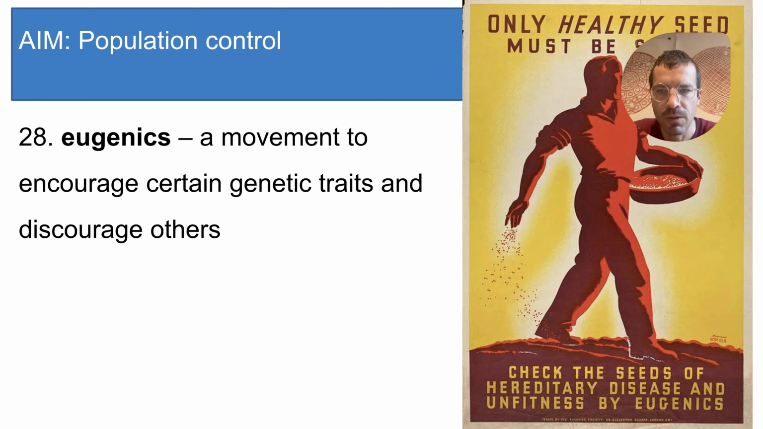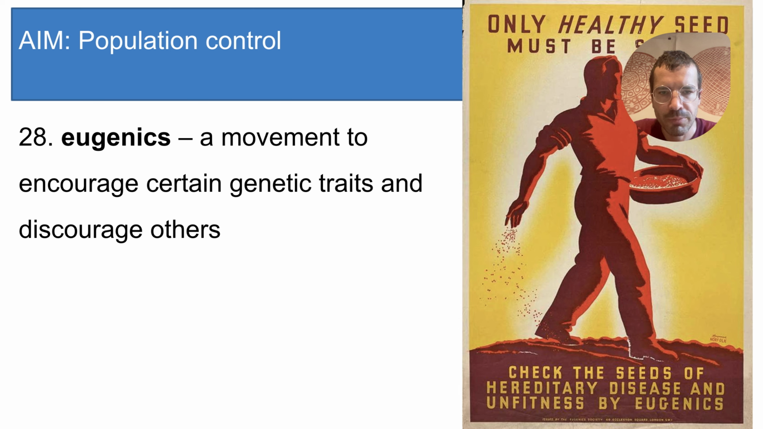The last term today is eugenics, a movement to encourage certain genetic traits in a population and discourage others. In other words, eugenics tries to get certain groups of people, the people with the so-called good genes, to have more children, and tries to get other groups of people, the ones with the bad genes, to have fewer children.